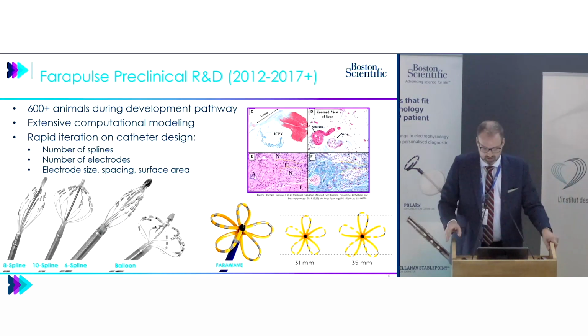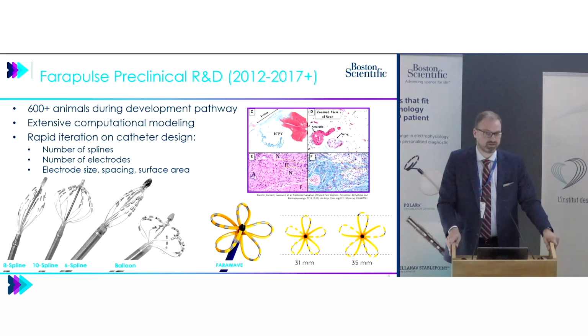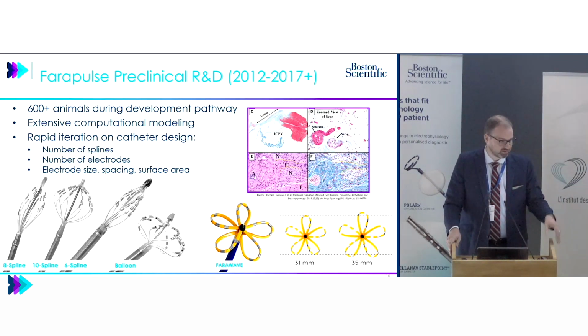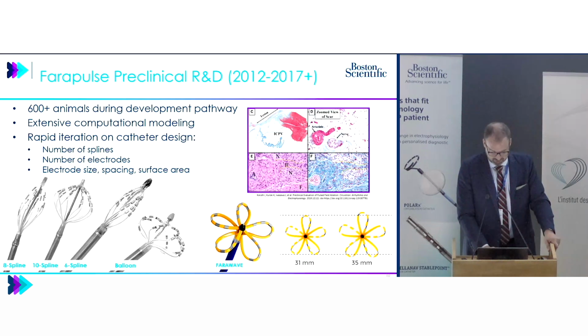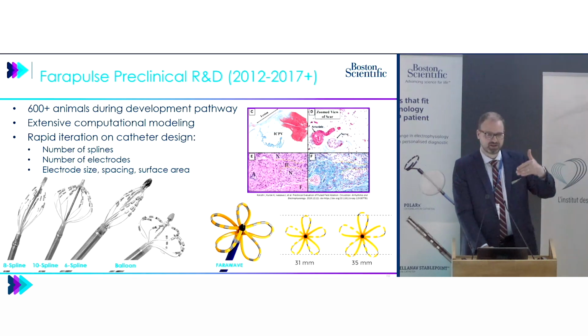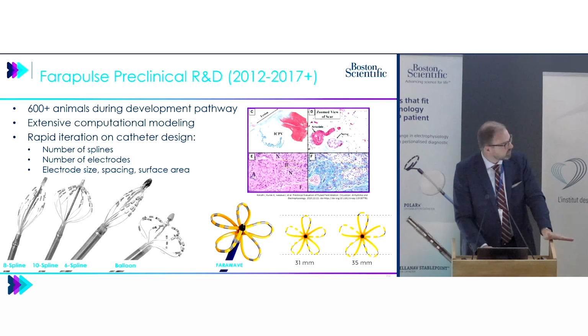This was also mentioned by Professor Jai earlier today. FARAPULSE actually did over 600, I think it was 700 animal studies to optimize this. Again, it's so helpful when you can start from zero and just design the catheter just for PFA. This is still the only catheter on the market, or even near the market, that is specifically designed for PFA, that didn't have to make compromises in something because it's designed for that. So this catheter had an 8-spline version, a 10-spline version, a 6-spline version. It had a version with a sail in the middle, with a balloon to make the field go outward. The size, the number of electrodes, all of that was optimized.